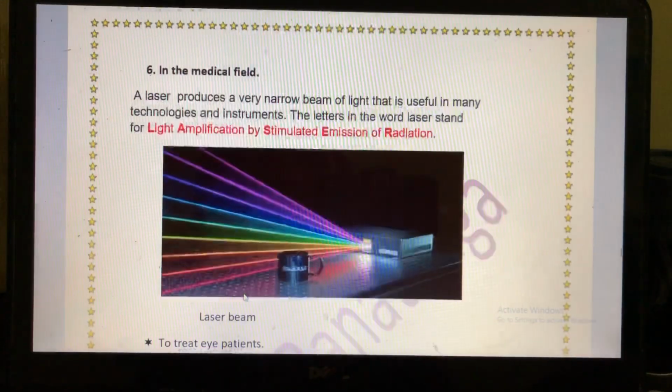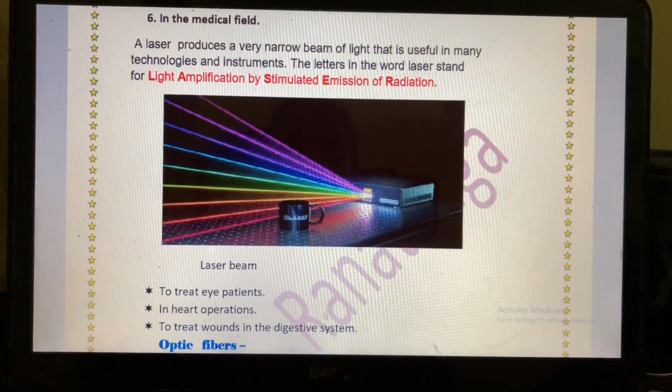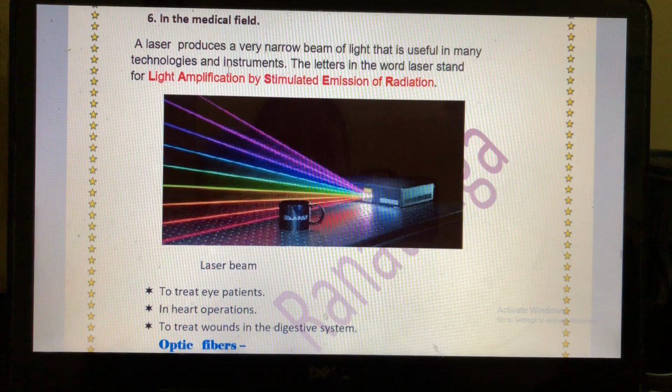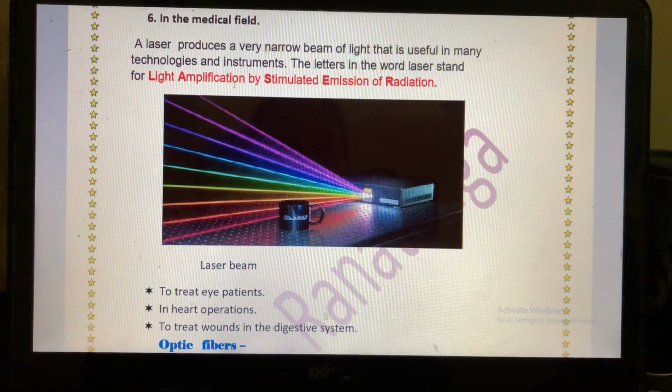In the medical field, a laser produces a very narrow beam of light that is useful in many technologies and instruments. What is laser? The letters in the word laser stand for light amplification by stimulated emission of radiation. Now you can see a laser beam here.